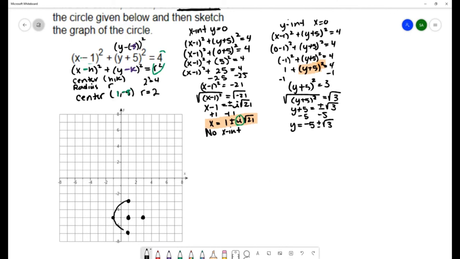So this is just a sketch. And hopefully this lines up with what you found in the intercepts. So notice that here's my x-axis, and the circle doesn't reach the x-axis, so we have no x-intercept. And for our y-intercept, we do have 2 places where it crosses, and this plus and minus indicates those 2 places.